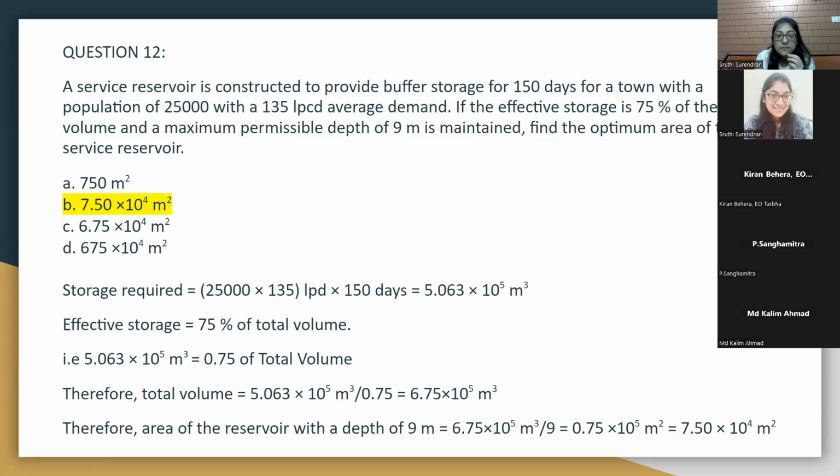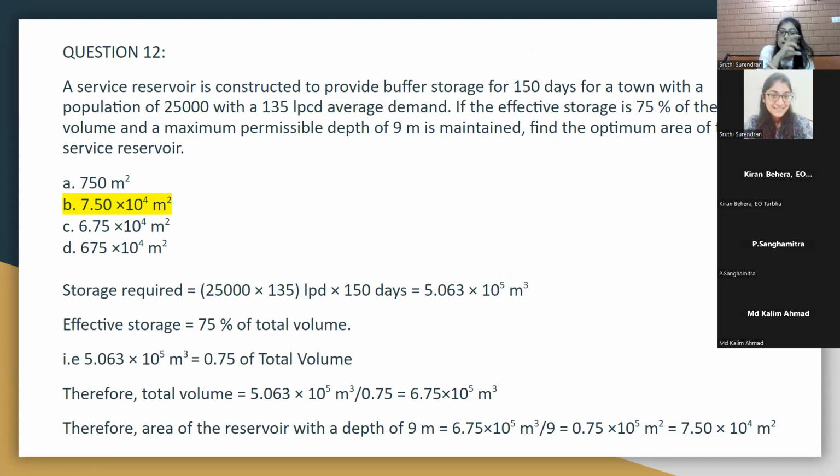So when we calculate the effective value that is provided, that is for 150 days, whatever storage value that we have received is this value in terms of volume. When you're dividing it by 75%, that is out of the total volume, this buffer storage took 75% of the value. So when you divide by 75%, you're getting the total volume of the reservoir that has to be provided.